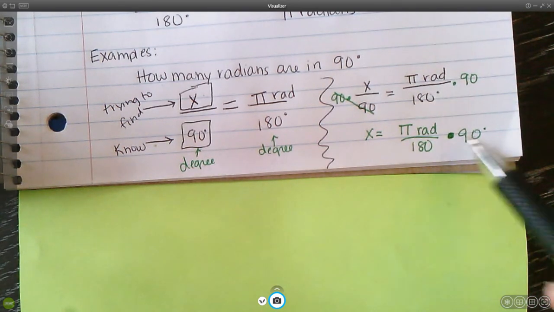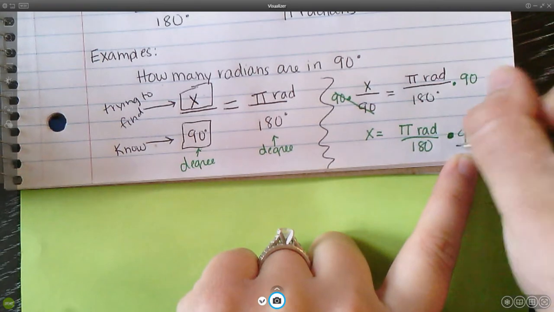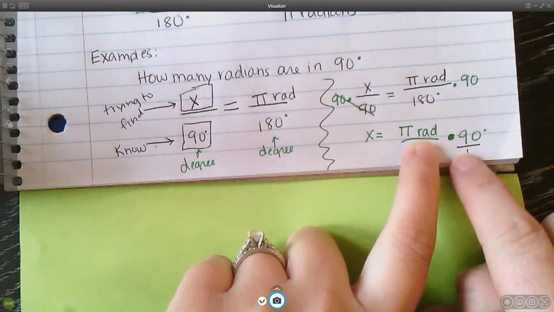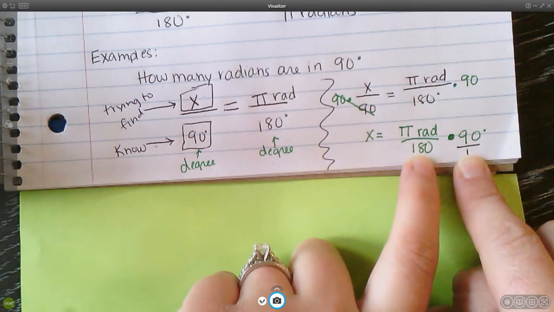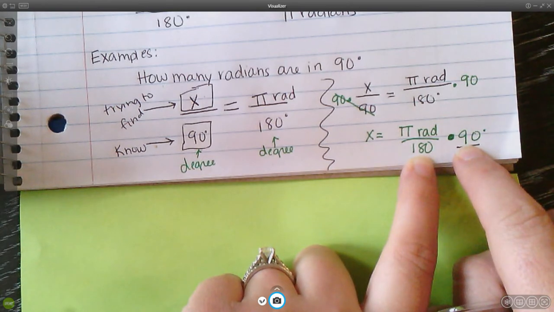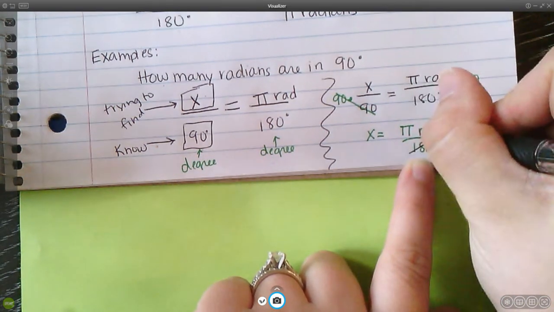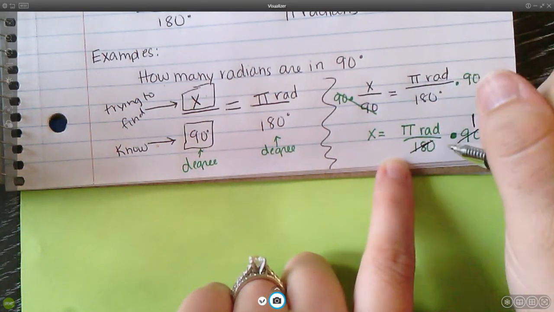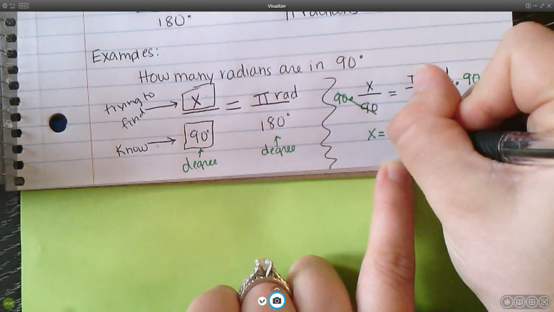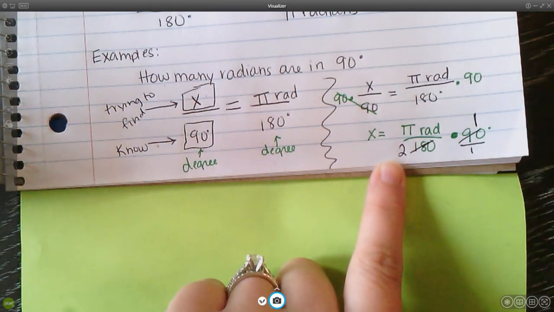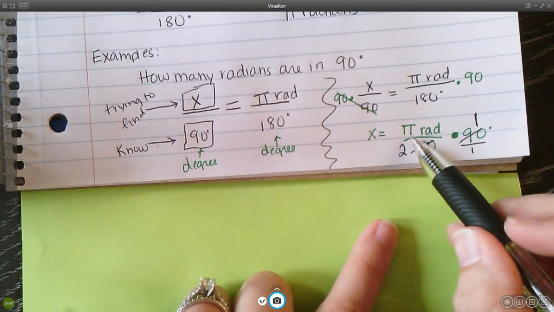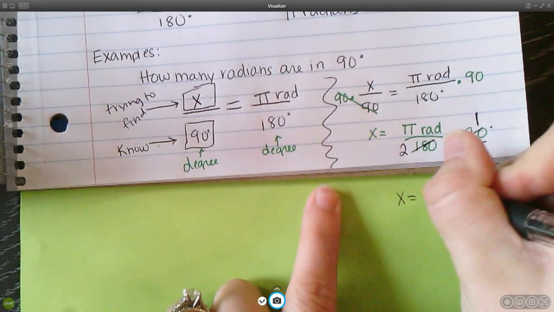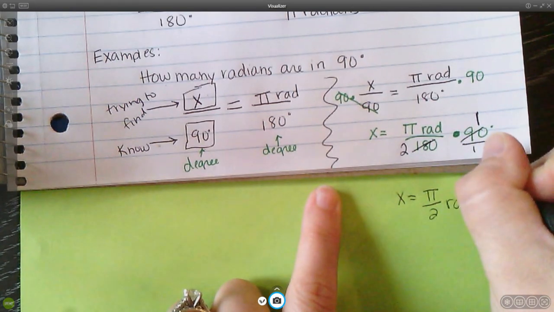Okay, so before you multiply this, technically 90 is just 90 over 1. So you can cross simplify. So I have pi radians and I have 1. Okay, neither of those simplify. But I have 180 and 90. 90 goes into both of those. So I can cross this out and cross this out. 90 goes into 90 one time. 90 goes into 180 two times. So I just simplified it. 1 over 1 is just 1. So you are left with pi radians over 2. So x equals pi over 2 radians.